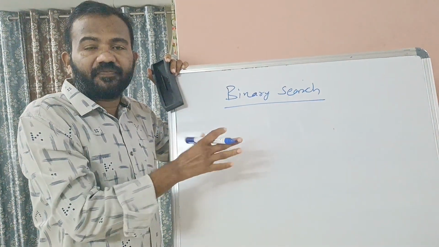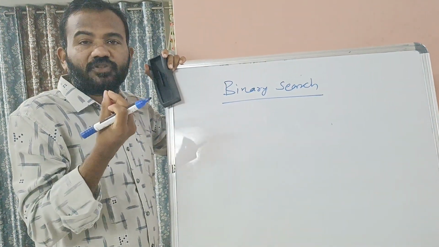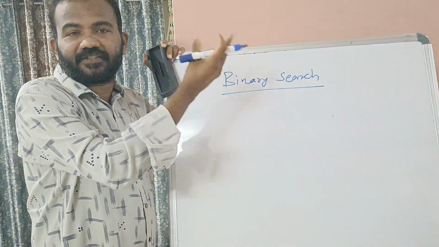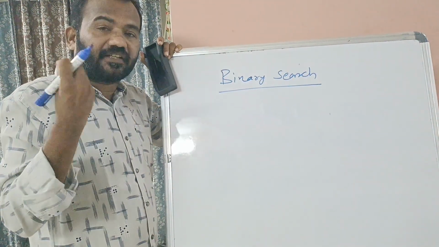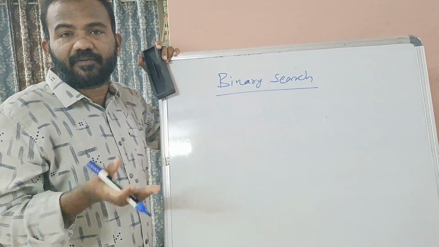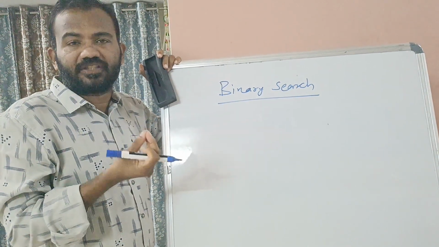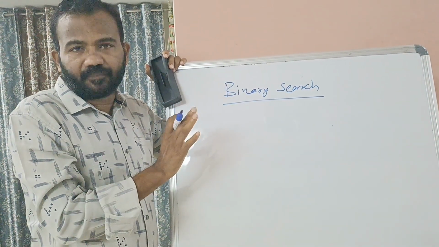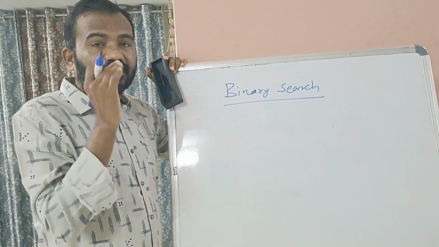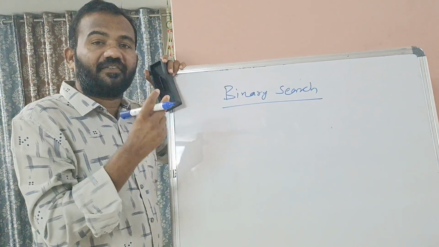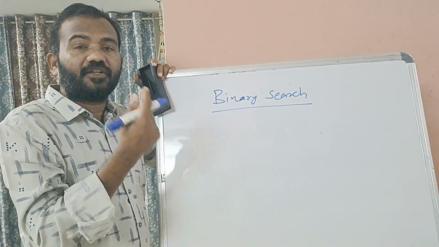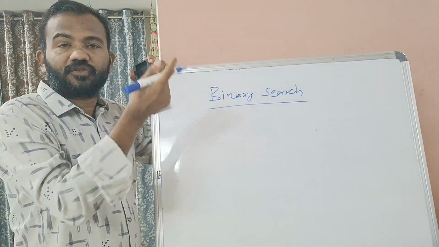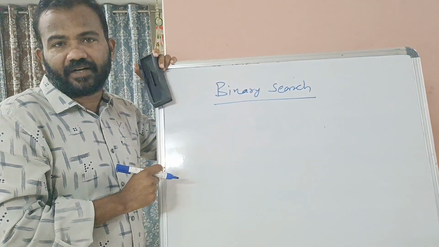If it is present, then we are going to display the position at which the element is present in the array. Suppose the searching element is not in the array, then we are going to display the output that the search element is not present in the array. So that is about searching. Searching can be divided into two methods: one is linear search and the second one is binary search. Today we are going to discuss binary search.